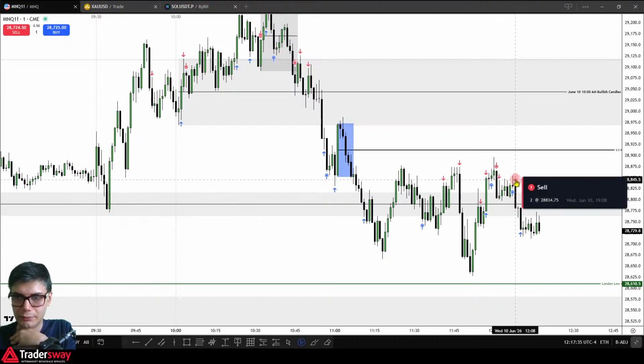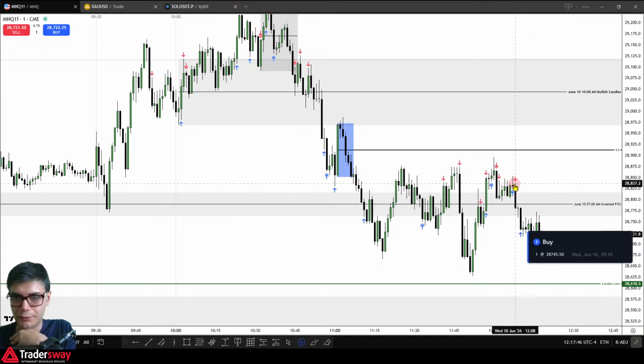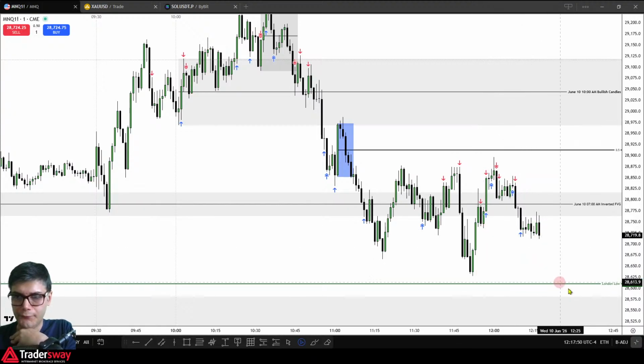Is that 2 micro? No, it's 1 micro. It took my stop, and only 1 micro, and we took this leg below this low. Now I am waiting for the London low to be taken.